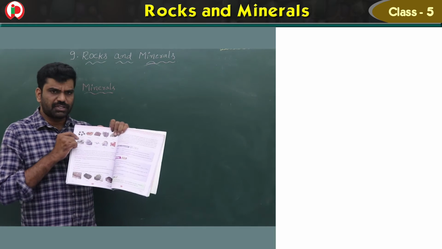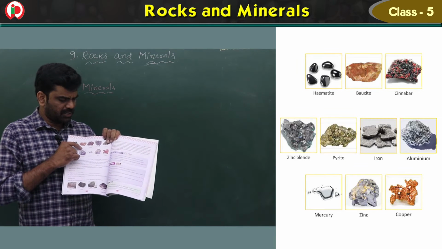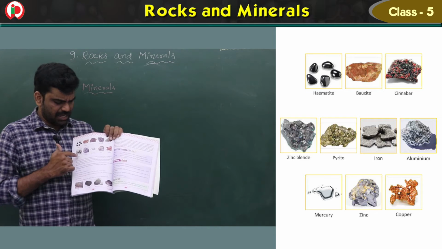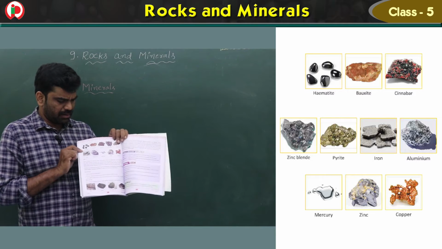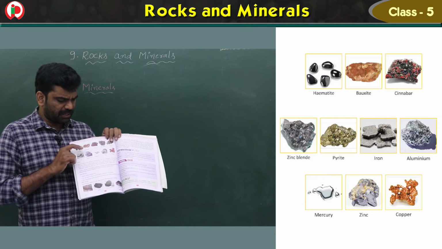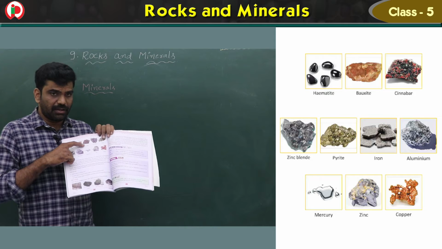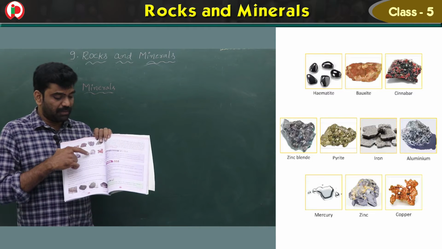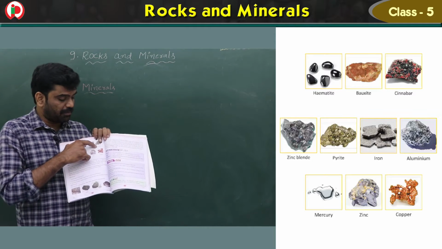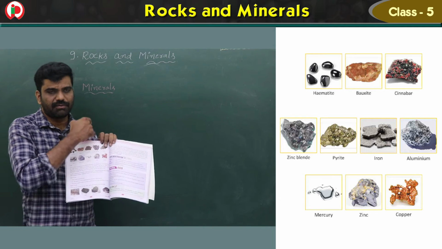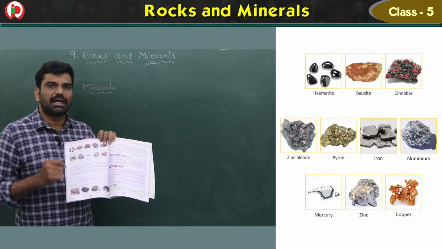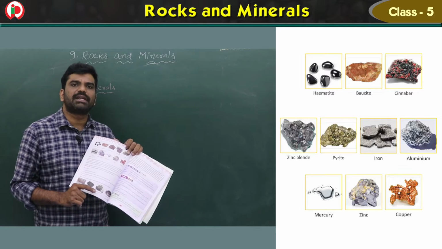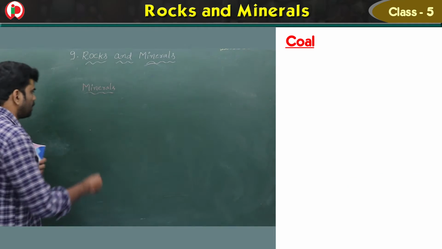Okay. Children, now we have some figures here. See, first one is hematite, bauxite, cinnabar, zinc blend, pyrite. From hematite, iron is obtained. From bauxite, aluminium. From cinnabar, mercury is obtained. From zinc blend, zinc is obtained. From pyrite, copper is obtained. Just now we have learned about the metallic minerals. Now let's go for the non-metallic minerals. First one is coal. What is that, children?